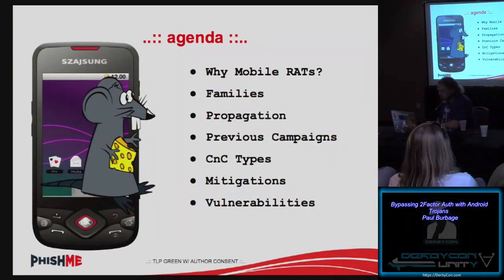Go over our agenda for today. So we'll talk about why miscreants are utilizing mobile rats for account takeover. Introduce three families. Talk about how they're spreading in the wild. Some previous campaign info. The different command and control infrastructure types. We'll also talk about some mitigations that organizations can implement to combat these threats. And finally, of course, what I like to talk about is the vulnerabilities of these malware families.